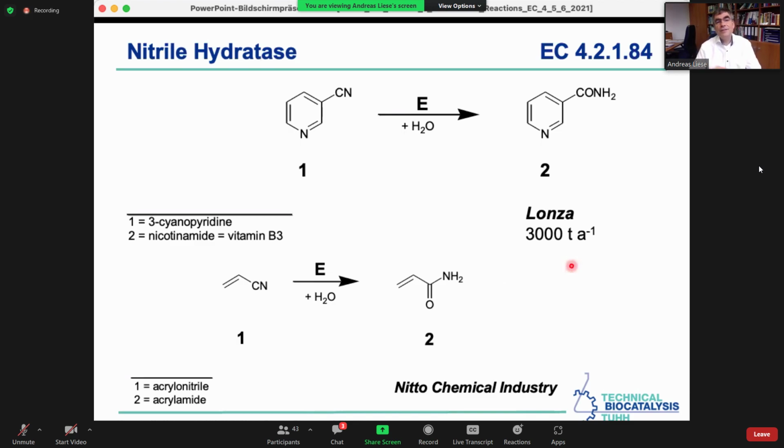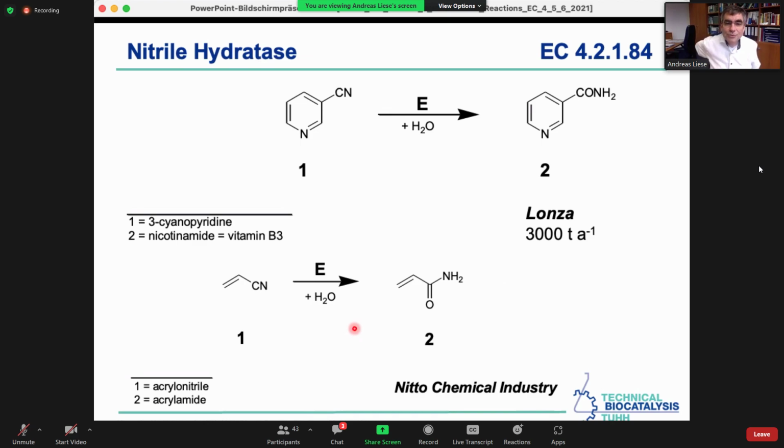Yeah, this is applied on a large scale, nitrile hydratase. We see this with aromatic systems like nicotinamide, vitamin B3, what you have as food additives, or if you're more sporty, then you can even eat it that way. If it tells you a different story. Or in polymer chemistry, that's a very famous old process established by Nitto Chemical Industries in Japan.